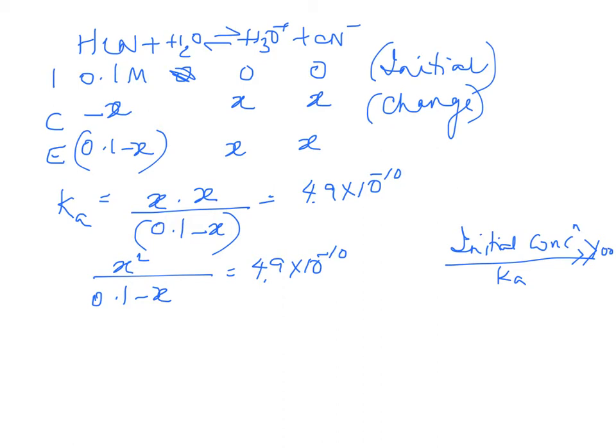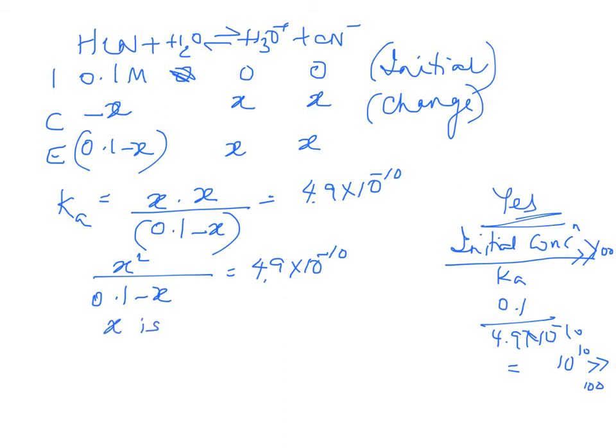So initial concentration, in this case, both of them mean the same thing, but just to make sure. Initial concentration is 0.1, Ka is 4.9 times 10 to the negative 10, and when you work that out, it's going to be like 10 raised to the power of 10, which is way more than 100. So yes, the approximation is applicable, and we are going to assume that x is small.